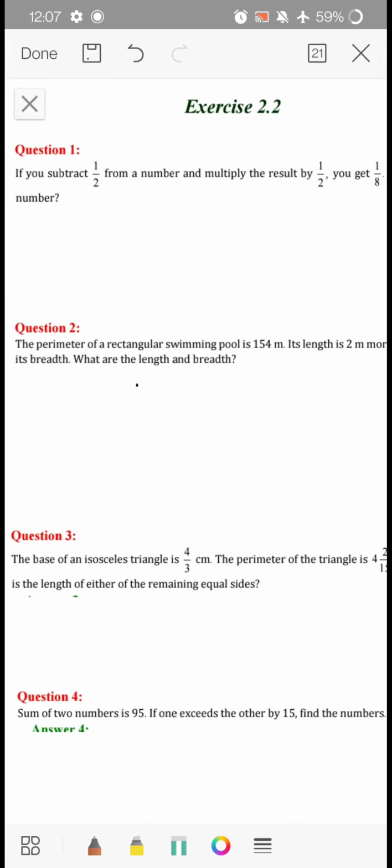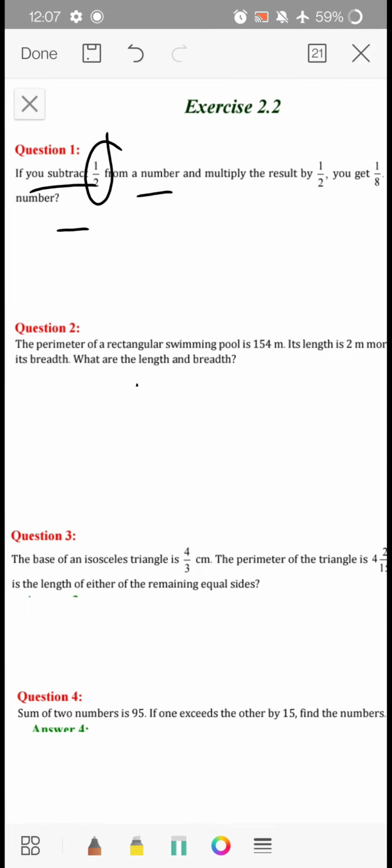Here you can see the question. First question: if you subtract. So here you should know the meaning of subtraction. Subtraction means which mathematical operation will be there. So that will be minus, means you are subtracting, मतलब यहाँ पर माइनस की साइन आएगी. 1/2, you are subtracting 1/2 from a number. Now here I don't know the number from which I am subtracting 1/2.